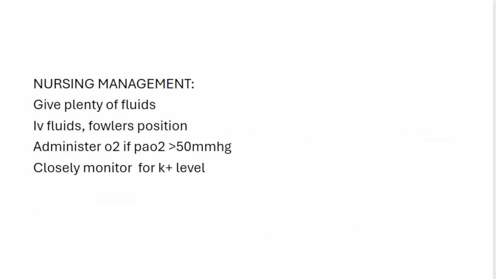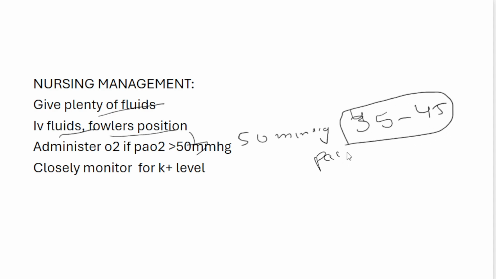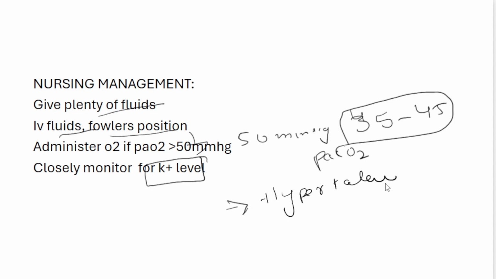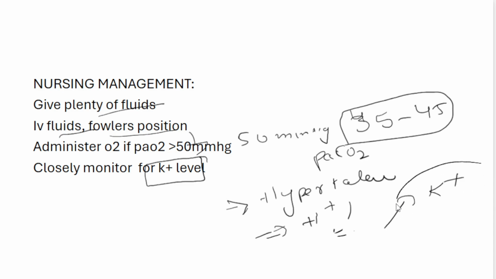Next we will discuss nursing management in respiratory acidosis. We need to give plenty of fluids, IV fluids also, and fowler's position to the patient. Administer O2 carefully, and monitor PaCO2; the normal range is 35 to 45. We have to monitor potassium levels. In respiratory acidosis, there is a chance of hyperkalemia. Already I told you H plus ions will enter into the cell and K plus will come out from the cell, forming hyperkalemia. As a nurse, we have to closely monitor this.